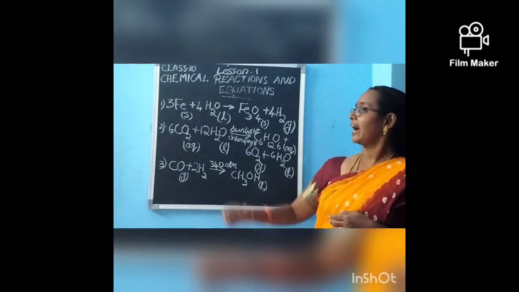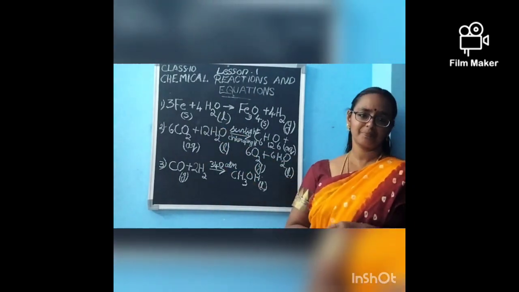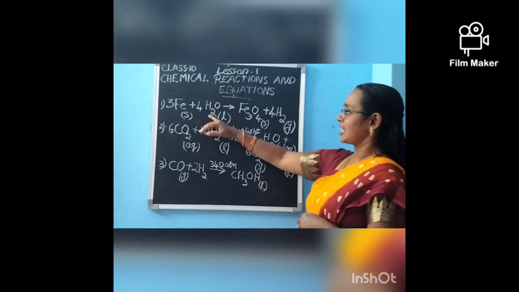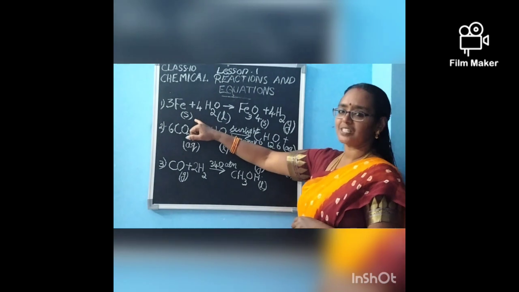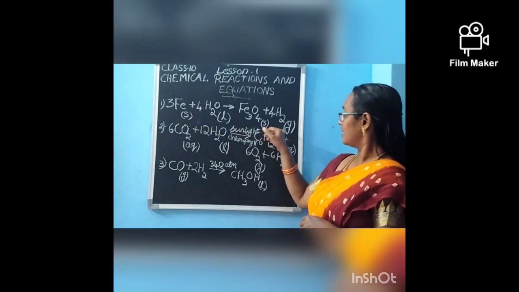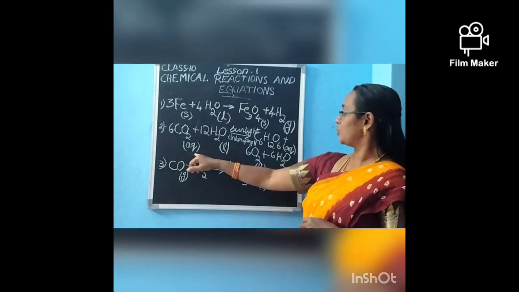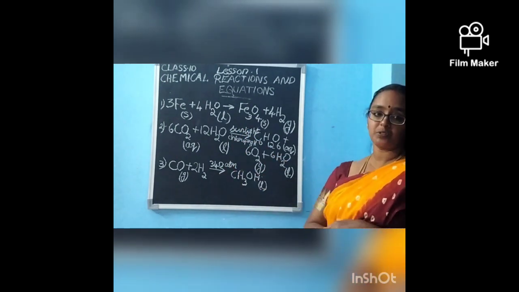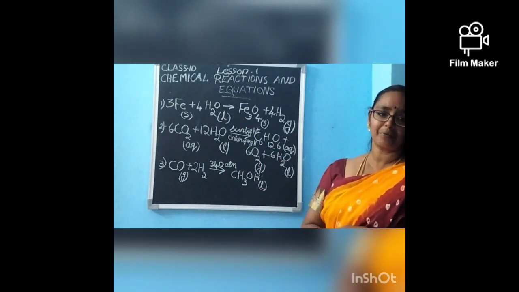See, here I have written 3 reactions over here, right? We can see, in each reaction I have mentioned something as S, L, G, then AQ, then sunlight, chlorophyll, 340 atm, like that something I have written. What is this?